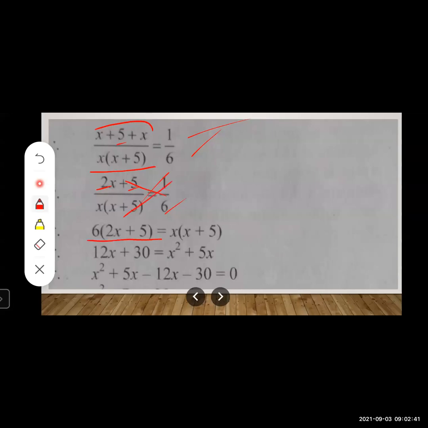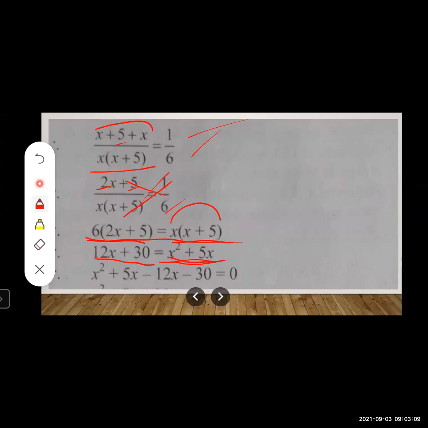Let us further simplify. 6 into (2x + 5) becomes 6 into 2, 12, that is 12x, plus 6 fives are 30. So you will get 12x + 30. And when you simplify this, you will get x into x, x square, right? And x into 5, plus 5x, right? So now what will be the next step?